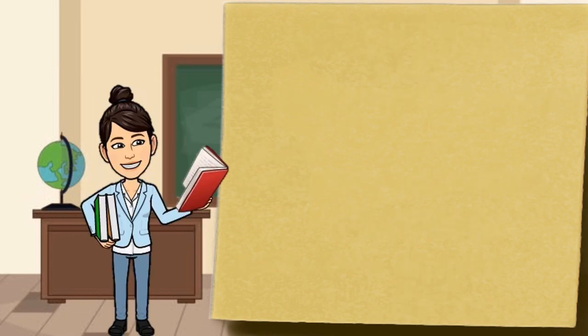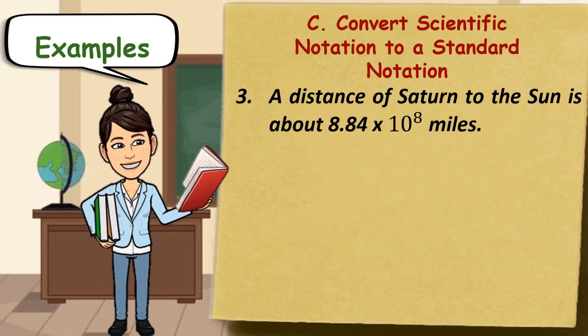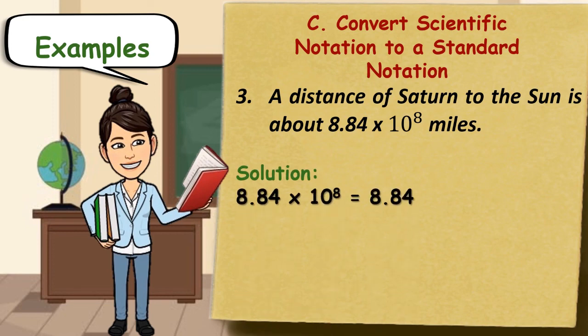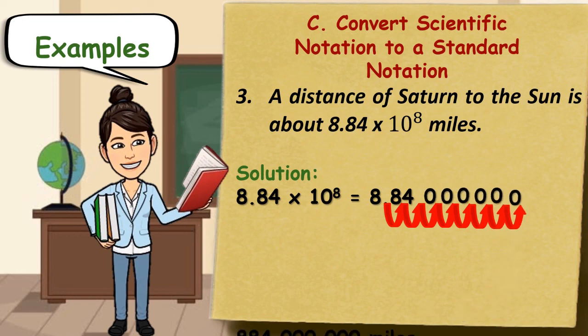0.000346. For the last example, the distance of Saturn to the Sun is about 8.84 times 10 raised to 8 miles. Here's the solution. 8.84 times 10 raised to 8. We will move 8 decimal places to the right. 1, 2, 3, 4, 5, 6, 7, and 8. So therefore, we got 884 million miles.